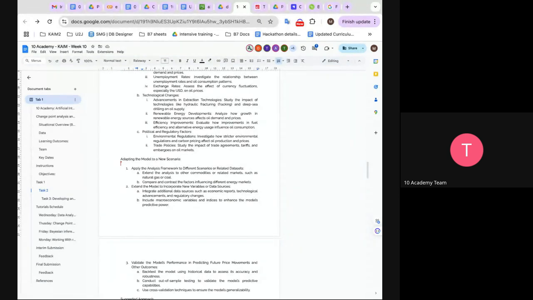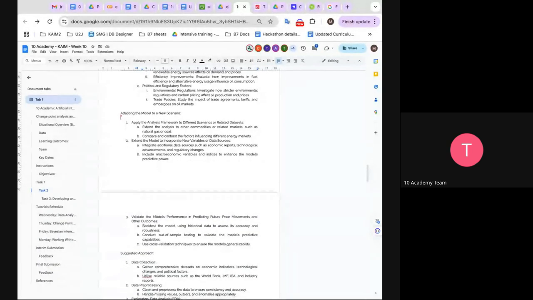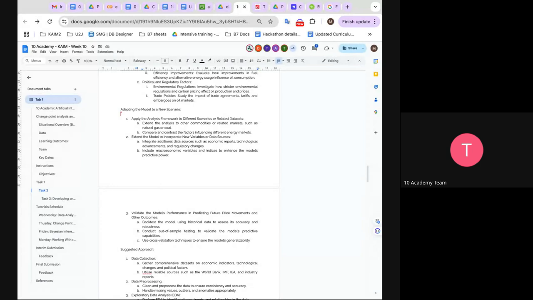Monte Carlo will help you to simulate the overall process, and you need to validate and incorporate new variables into the new data source, since we are only providing your Brent oil price and date values. So you can add additional data sources like economic reports, technological advancements, or regulatory changes as your data points. Then macroeconomic variability will help enhance the model's predictive power.